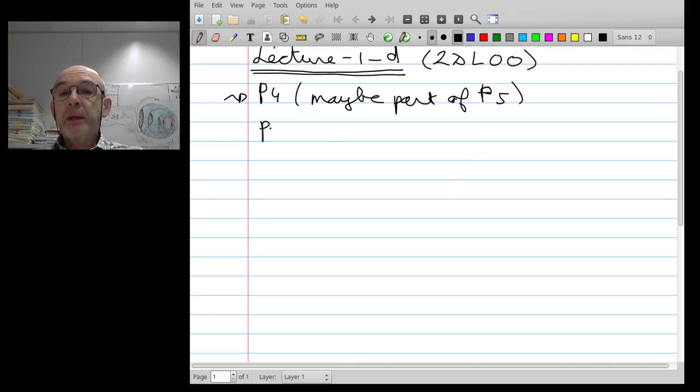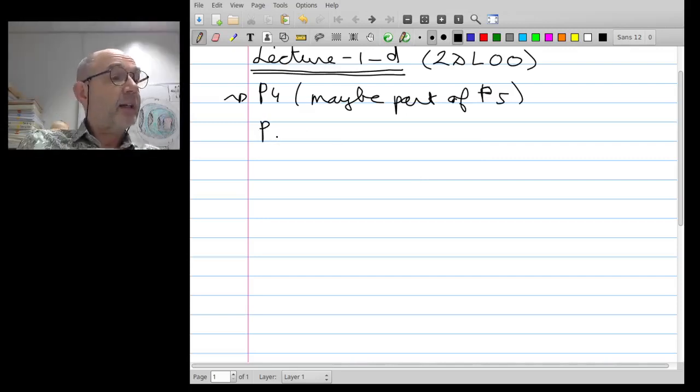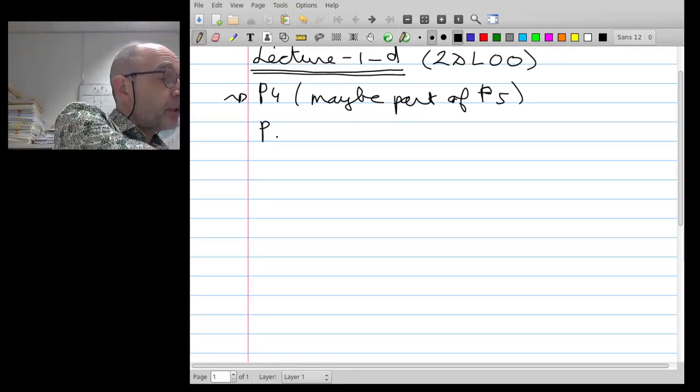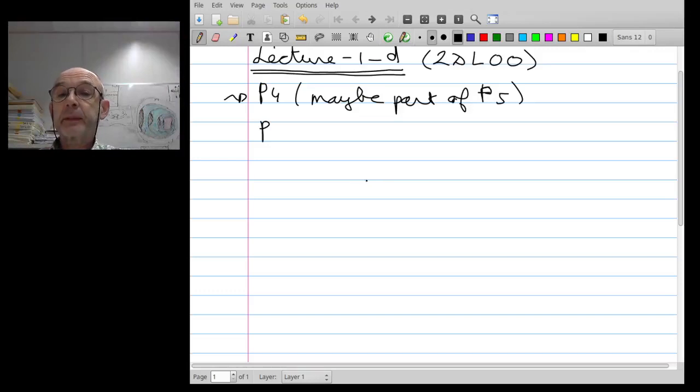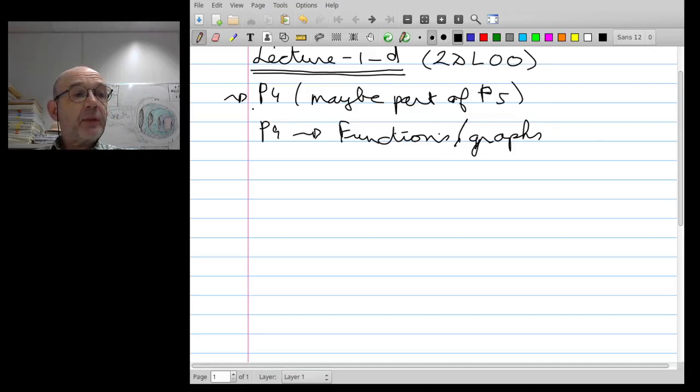P4 is about functions, and I have to look in Adams at what they call it: functions and their graphs. But first of all, we have to define what a function is. That's of importance, otherwise we cannot do anything.